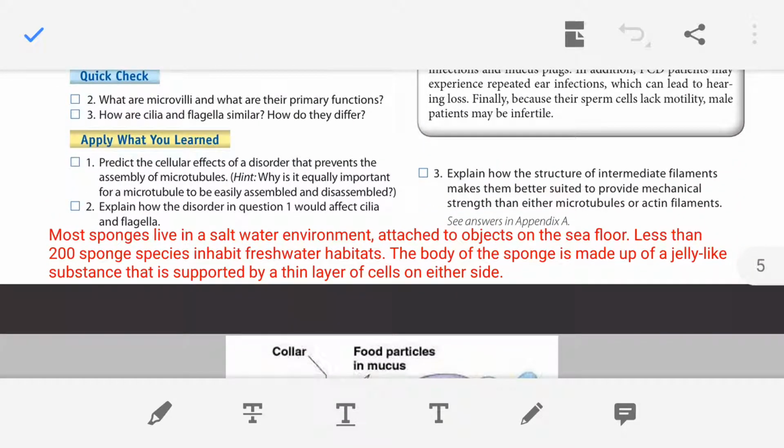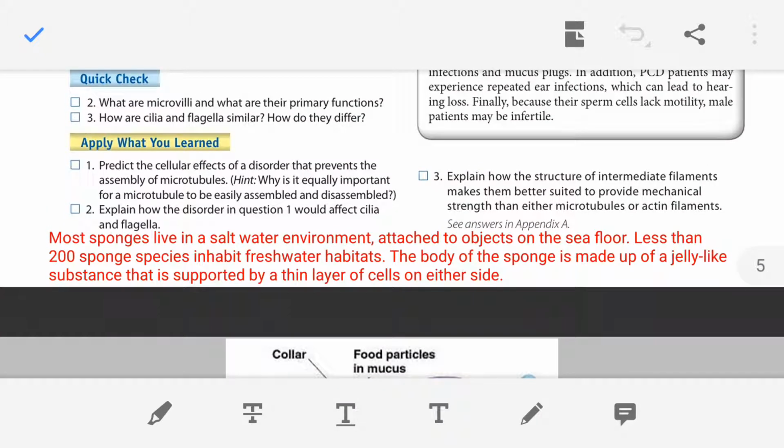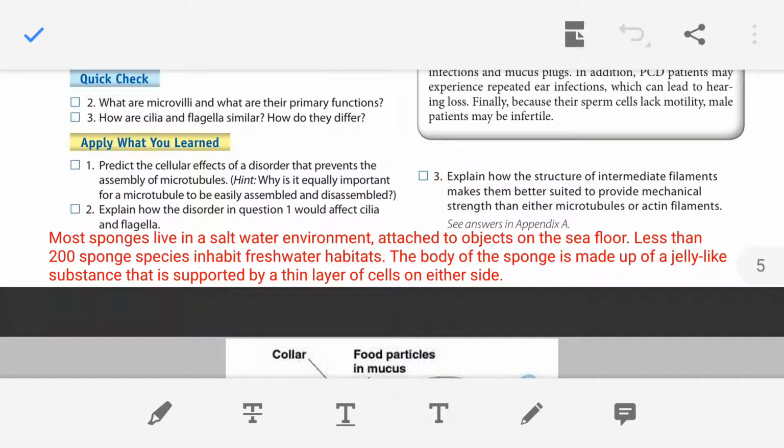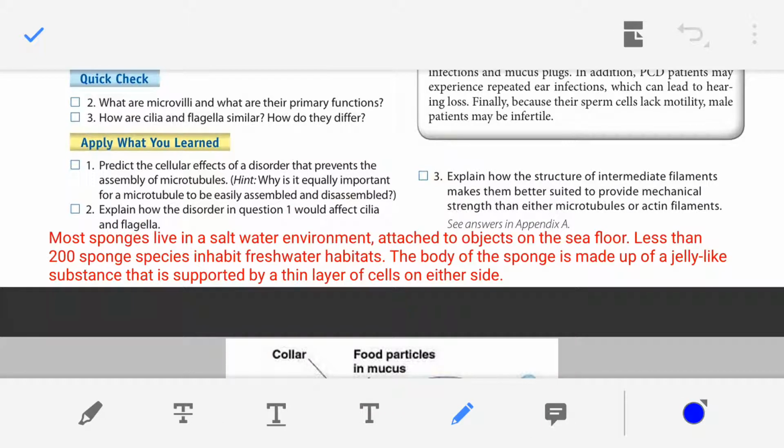Now we are discussing sponges. Most sponges live in salt water. So you will find many sponges, most species, inhabiting the ocean or the seabed. And some species, fewer than 200 sponge species, inhabit fresh water.